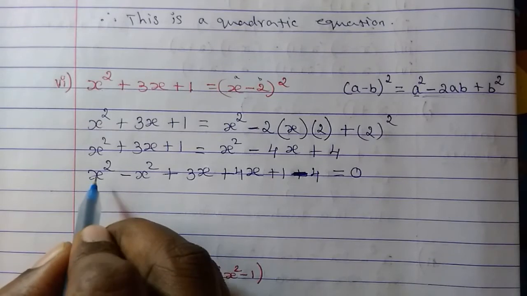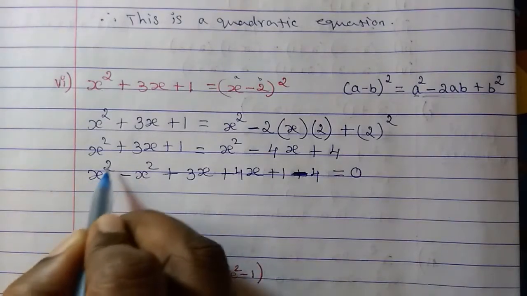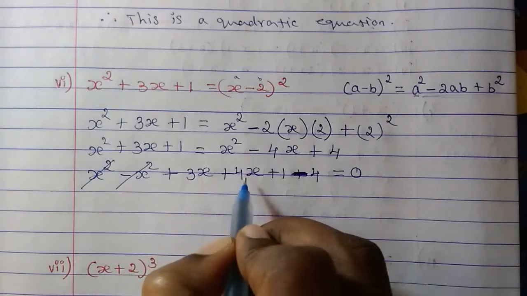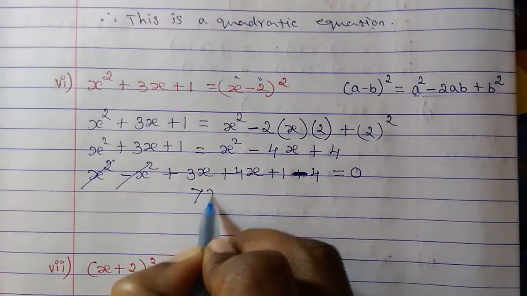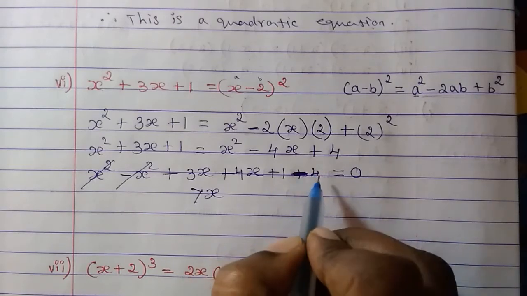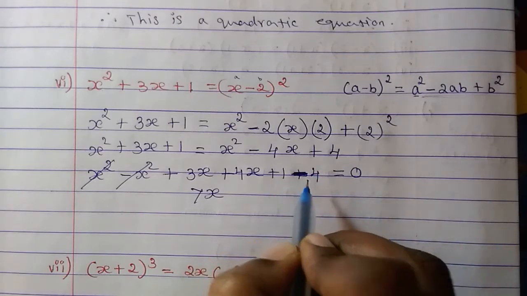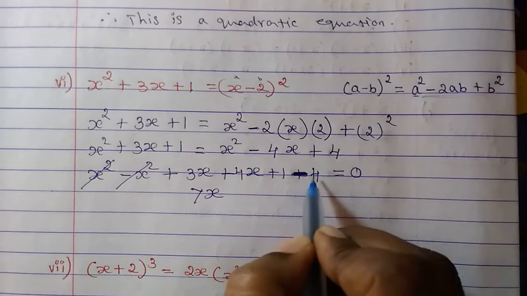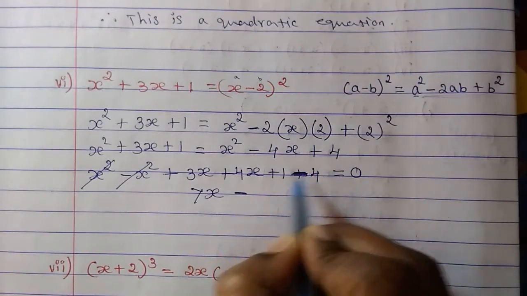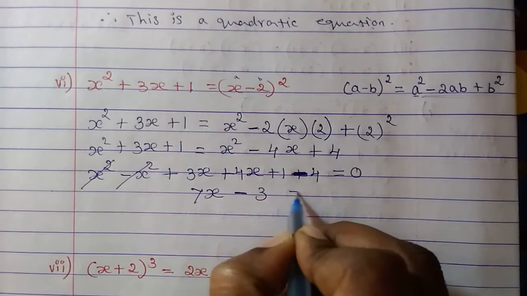So now x square is in plus, here x square is minus, gets cancelled. Then you have plus 3x plus 4x will give us 7x. Then you have plus 1 minus 4. So plus and minus means you have to subtract, but the biggest number sign remains 4. Minus here, so minus. From 4 you subtract 1, you will get 3.